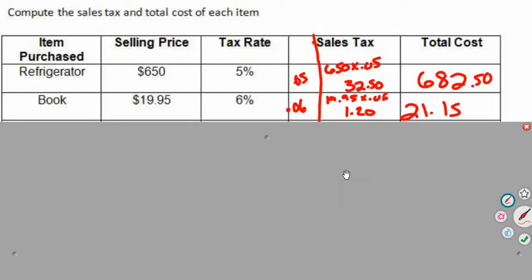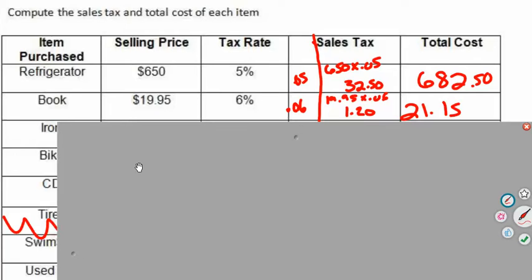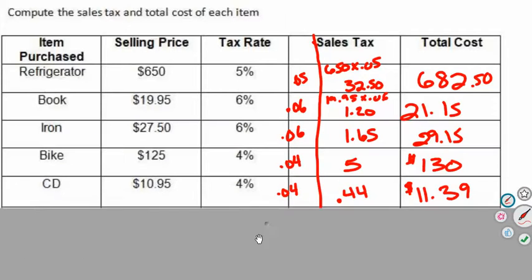All right, check those answers. Do the next 3. You have 3 more: iron, bike, and CD. Do those next 3 problems, pause the video, and come back when you have your answer. All right, check them.